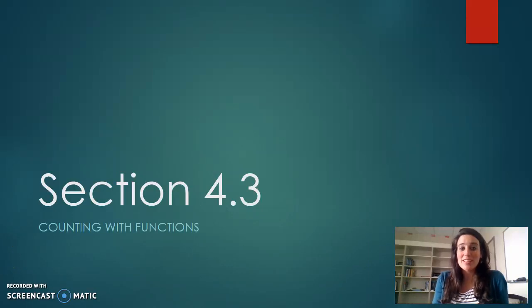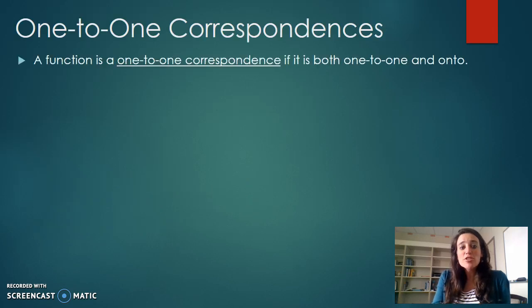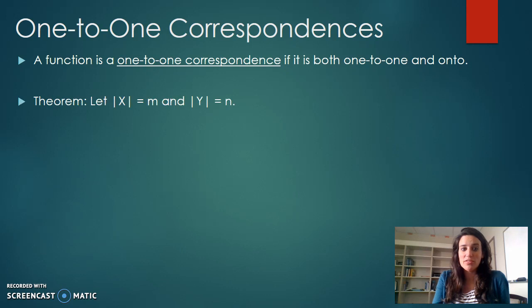Section 4.3 is called Counting with Functions. A function is a one-to-one correspondence if it is both one-to-one and onto. So we have a theorem. Let the order of X be m, and let the order of Y equal n.